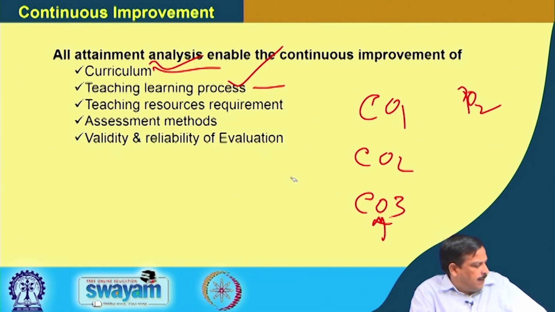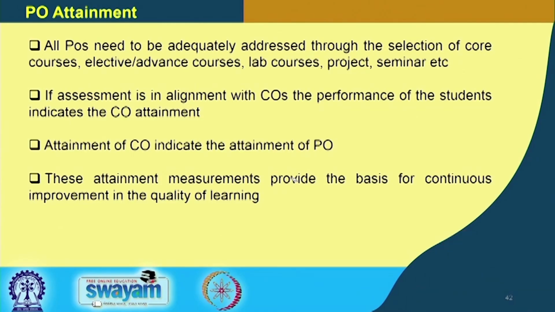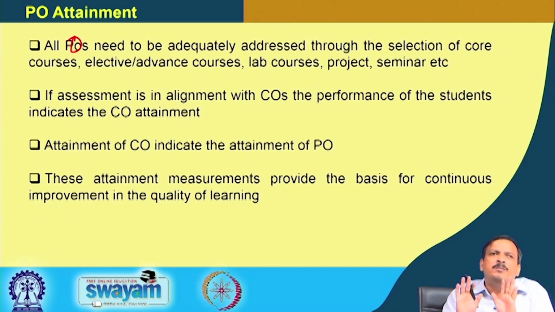So, the basic steps for summarizing PO attainment. All POs need to be adequately addressed through the selection of core courses, elective or advanced courses, lab courses, project and seminar, etc. So, your course matrix and program matrix must be balanced.